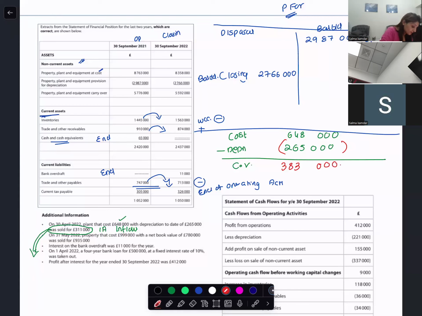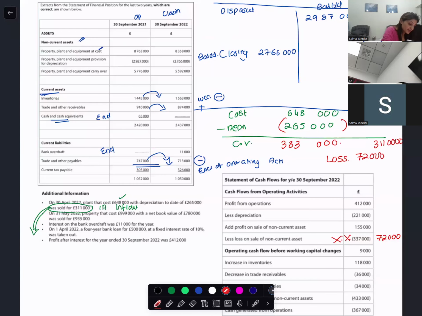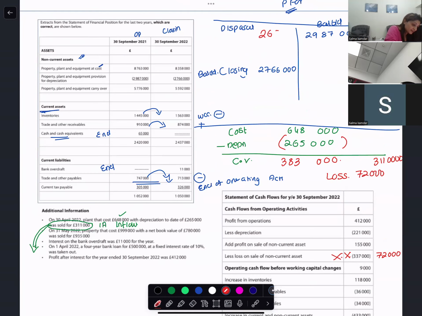383,000. This is sold for how much? 311,000. So there is a loss of 72,000. So tell me, is this loss correct? It's fine. Okay, so this will be corrected to 72,000. Are you with me? Depreciation on asset disposed is how much? 265,000. Are you with me? So my first information is sorted.